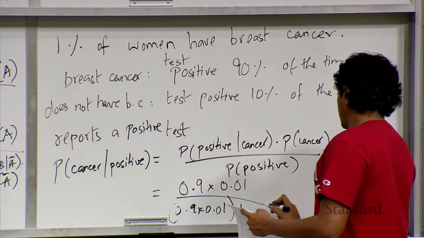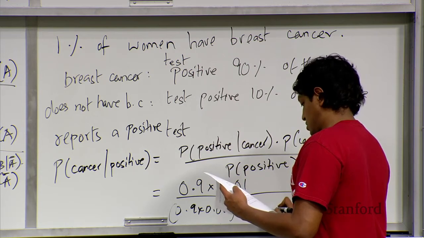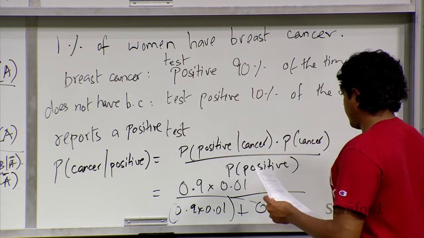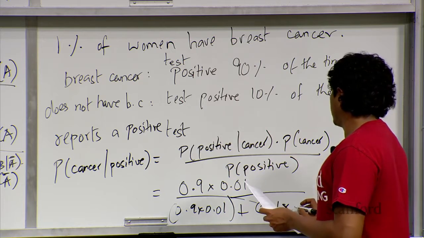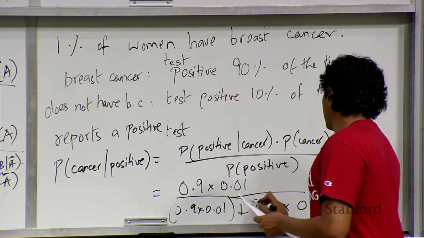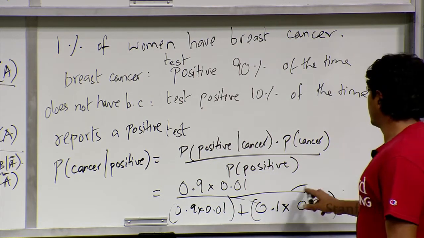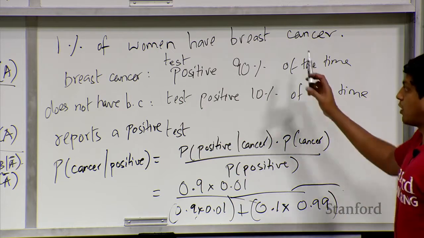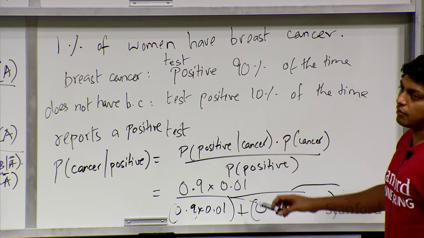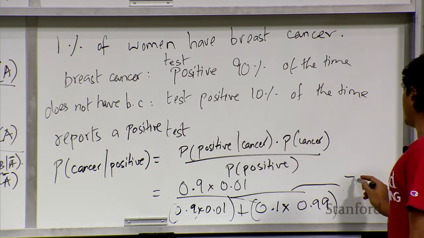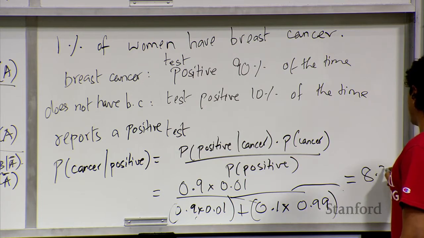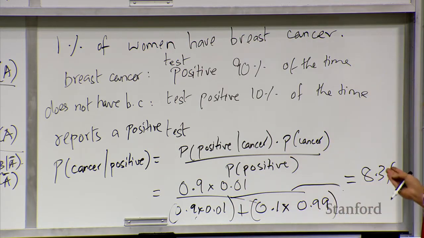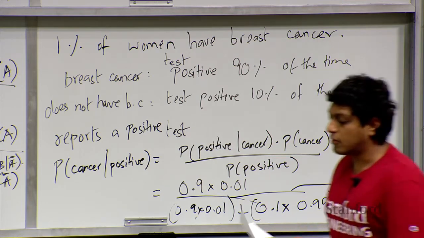plus 0.1 times 0.99. Okay, so this basically says, this is the same as the term in the numerator. This says that 99% of the population does not have breast cancer, but even for that population, our test would show positive 10% of the time, which is 0.1. And this boils down to something like 8.3%. So this is a fairly low number. You would not want to trust this test if it said that a person tested positive for breast cancer, okay? So this is how you use Bayes' rule.